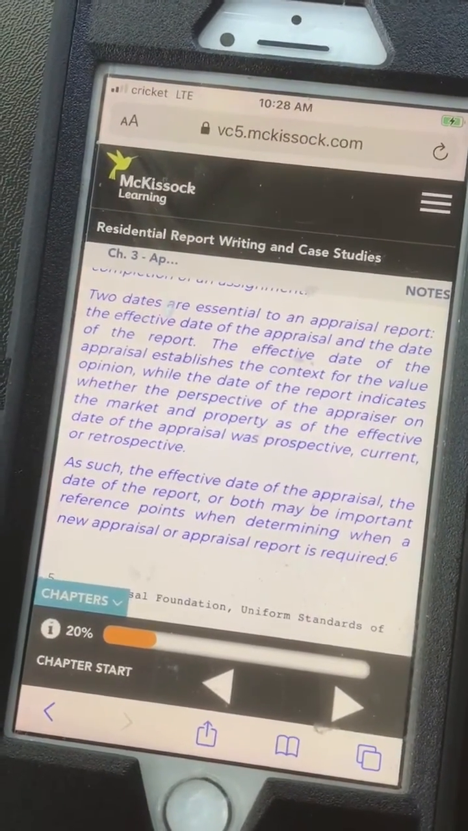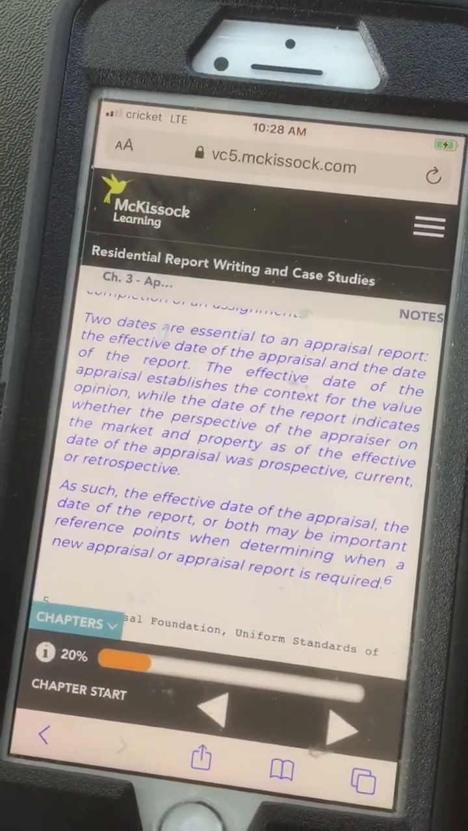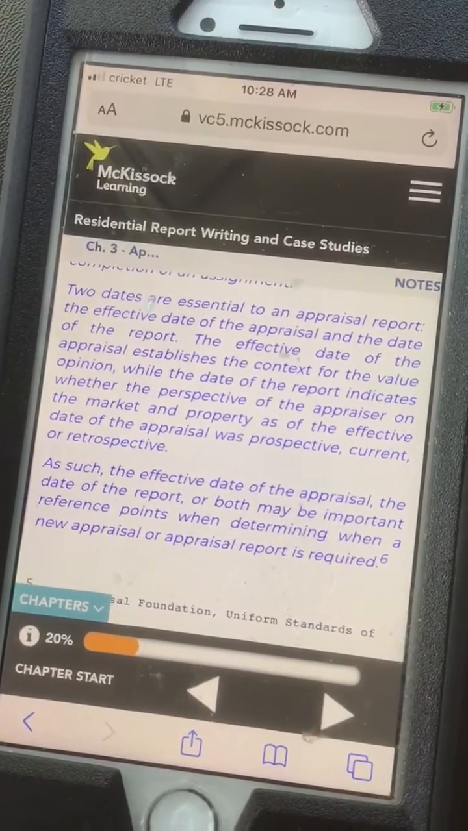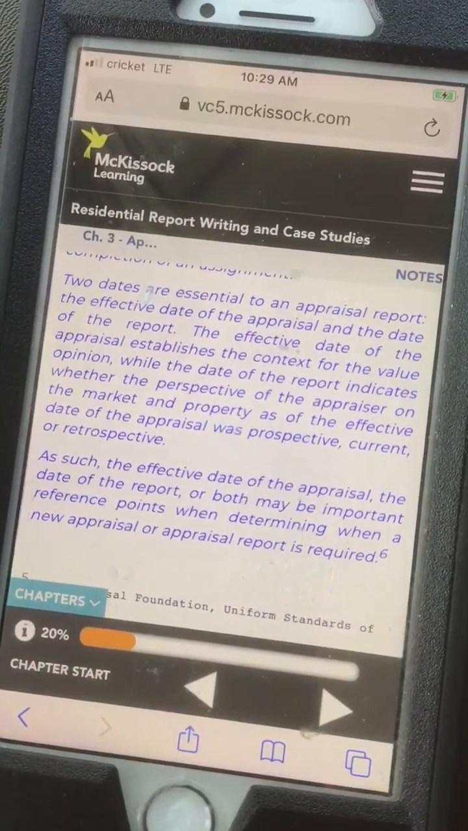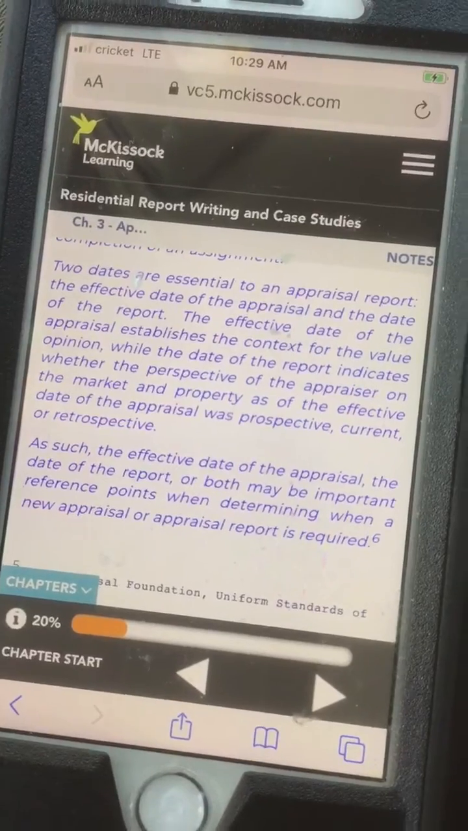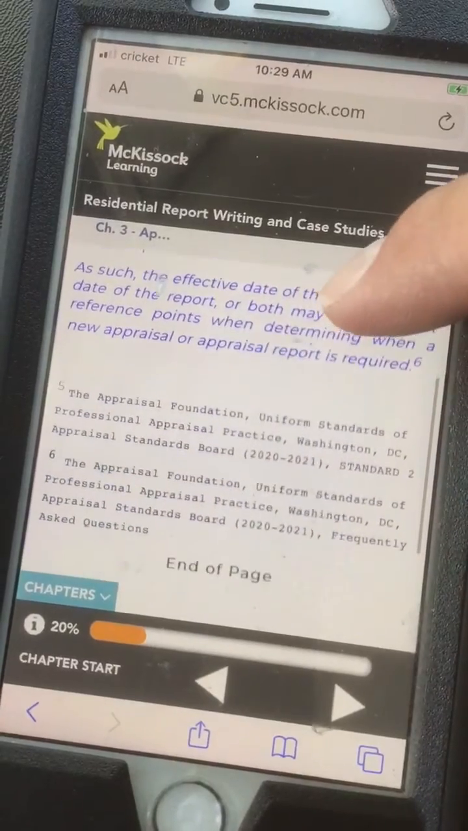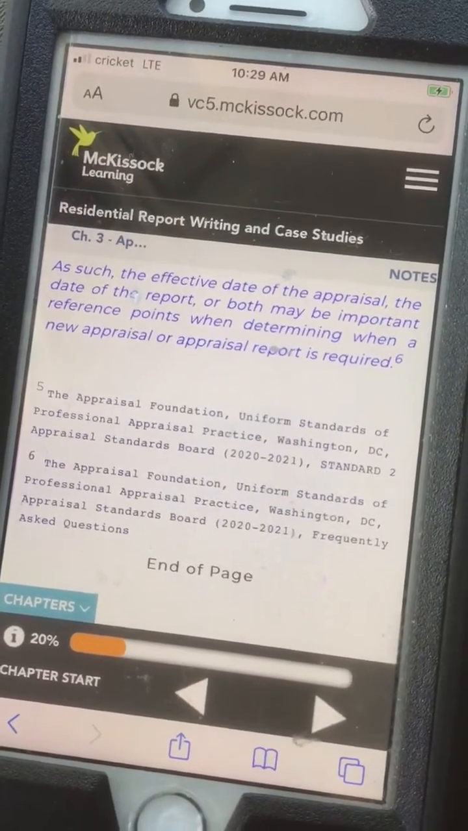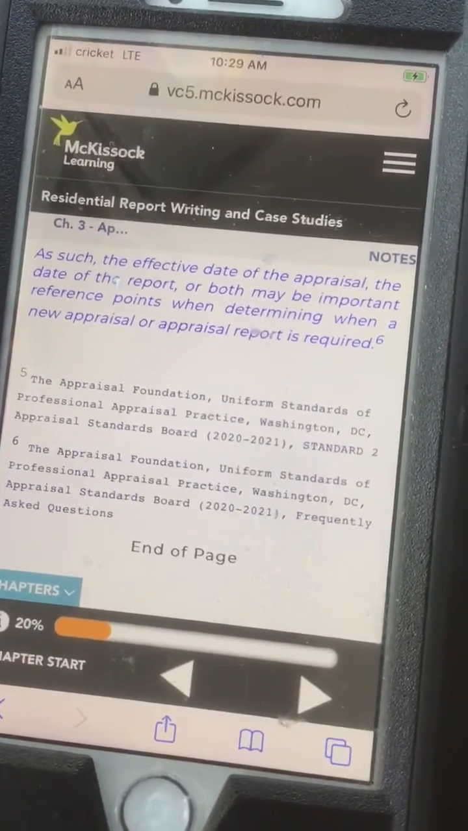Two dates are essential to an appraisal report: the effective date of the appraisal and the date of the report. The effective date of the appraisal establishes the context for the value opinion, while the date of report indicates whether the perspective of the appraiser on the market and the property as of the effective date of the appraisal was prospective, current, or retrospective. As such, the effective date of the appraisal, the date of the report, or both may be important reference points when determining when a new appraisal or appraisal report is required.